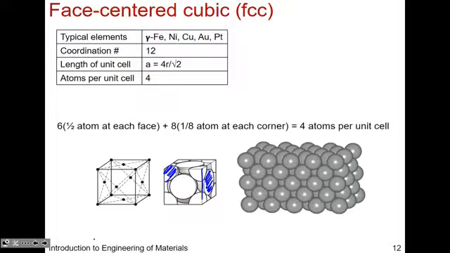So 8 corners times 1/8 of an atom is 1. So 3 plus 1 is 4 atoms, okay? That's how we count atoms per unit cell.